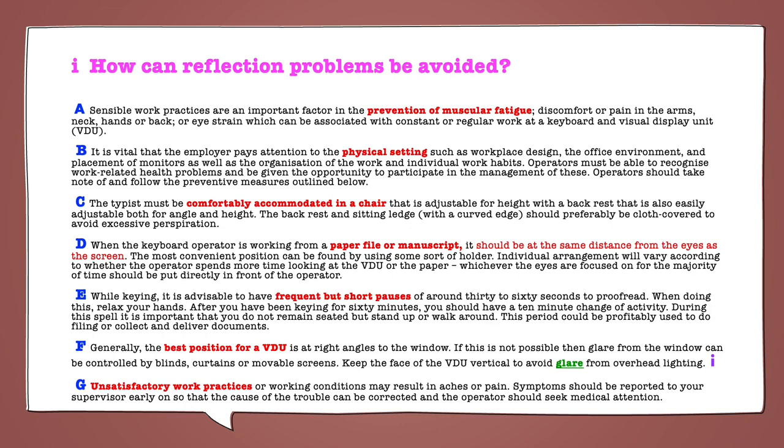Scanning should be done to read in order to find a specific fact. Now we need to find something related to reflection. Let's scan it. Generally, the best position for a VDU is at right angles to the window. If this is not possible, then glare from the window can be controlled by blinds, curtains, or movable screens. Keep the face of the VDU vertical to avoid glare from overhead lighting. Here, the word glare talks about reflection. Glare means shining with a strong light.